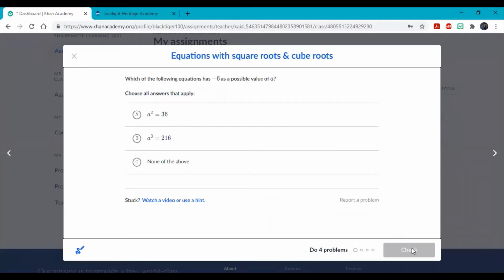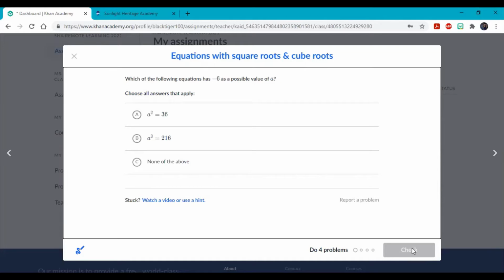It says, which of the following equations has -6 as a possible value of A? Choose all answers that apply. So first equation is A squared is equal to 36. And the second equation is A cubed is equal to 216.